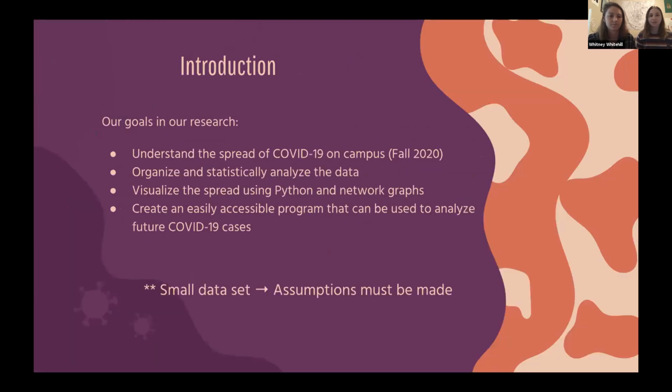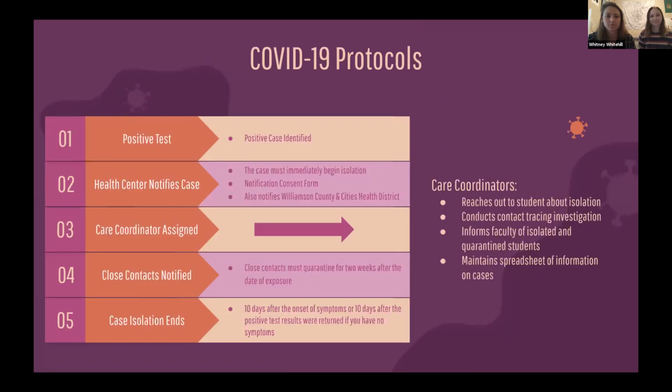Our goals in our research were to understand the spread of COVID-19 on campus during the fall of 2020. We wanted to organize and statistically analyze the data, visualize the spread using Python and network graphs, as well as create an easily accessible program that can be used to analyze future COVID-19 cases. Along with our privacy disclosure, I wanted to mention that we were given a very small data set, which is a good thing, because it means we didn't have a lot of cases, but some assumptions must be made, and we tried to make as few assumptions as possible.